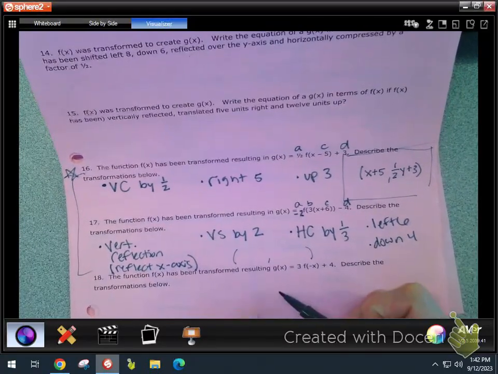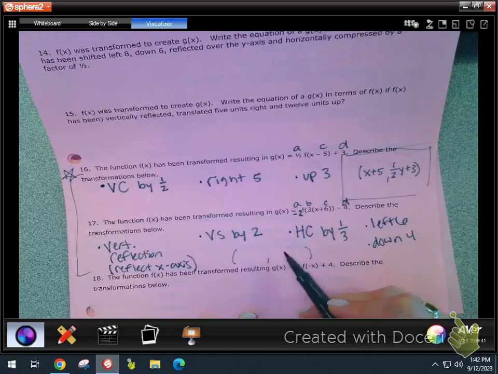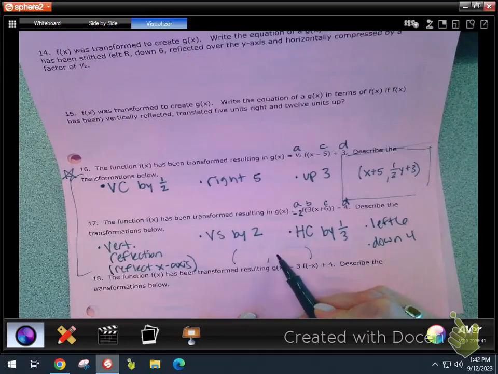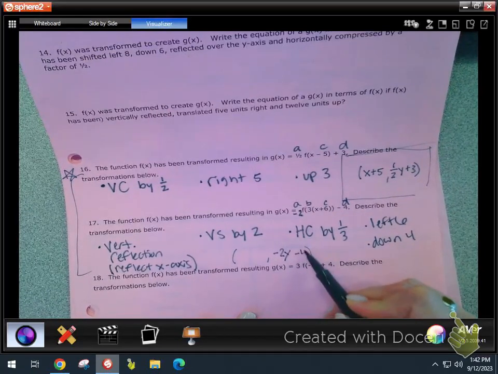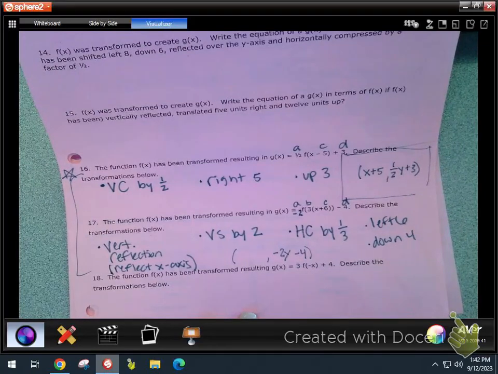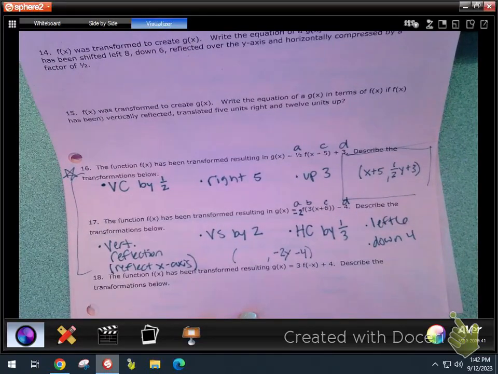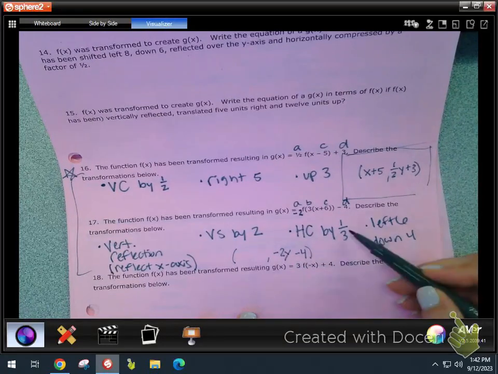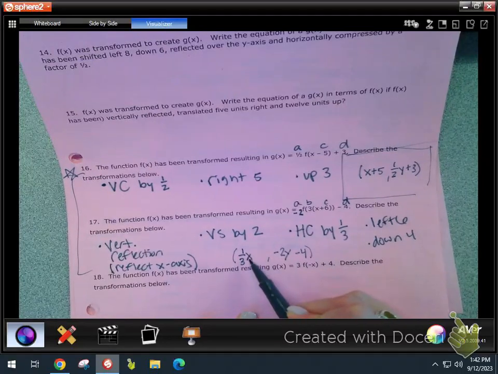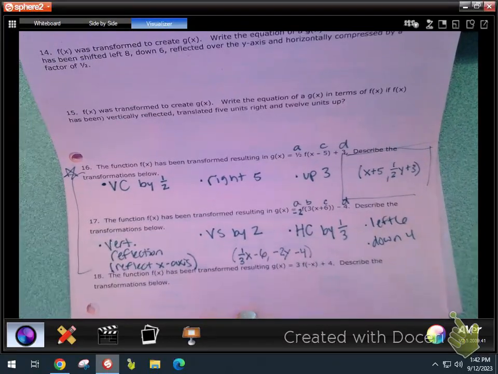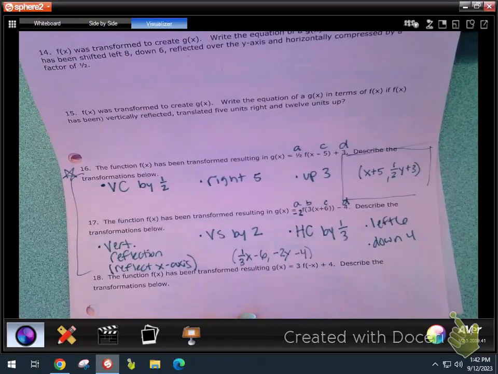Let's do y first. I always do y first because I like that one better. What are your y's going to do? Negative 2y minus 4, because I changed the problem. Oh, you changed it. Yeah, I put a negative 2 in front to show you that the negative is a transformation and then the 2 is. And then what about your x's? 1/3 x minus 6. Okay? All right.